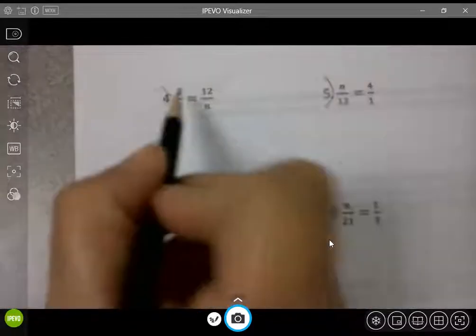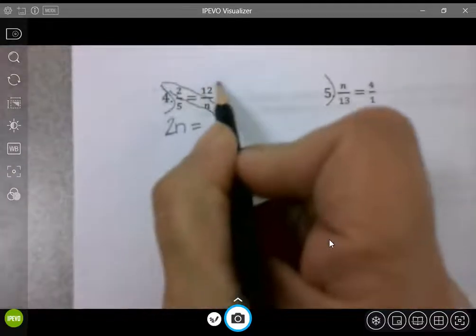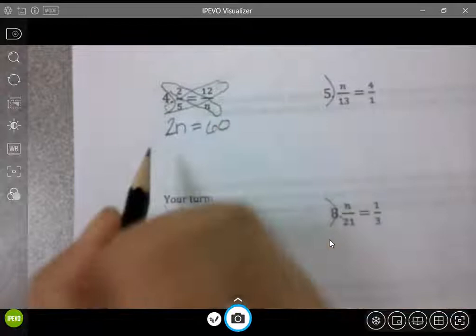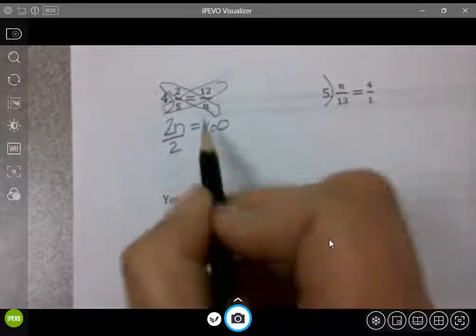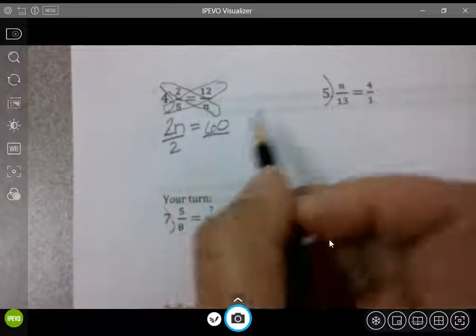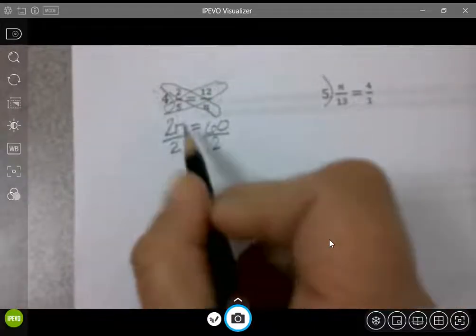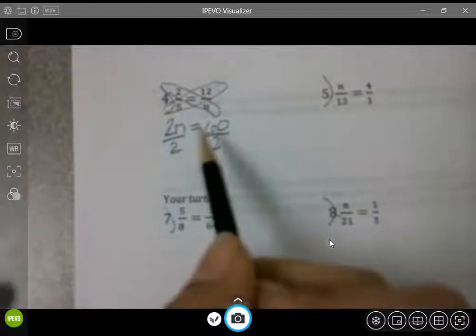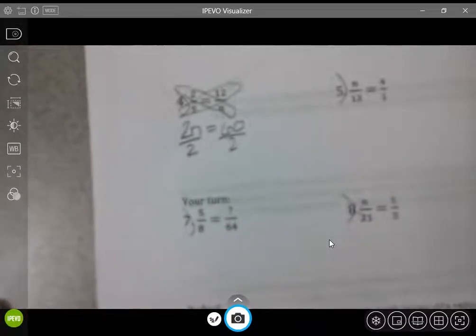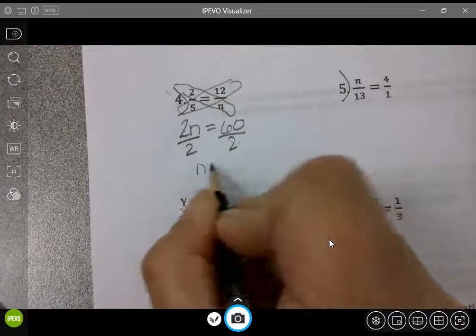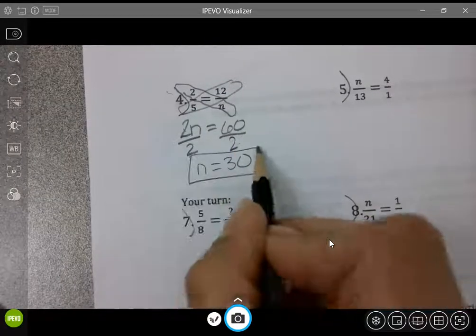Number 4. I'm going to start with my wing that has my variable. 2 times n, 2n. 5 times 12, 60. Multiply, and then divide. I'm going to divide it by whatever number is with my n. Divide the other side, 60 by 2 as well, because whatever I do to one side, I do the other, since they are equivalent, and I'm trying to keep it balanced. 2 divided by 2 gives me 1. 1 times n, n. 60 divided by 2 is going to give me 30. And that is my answer.